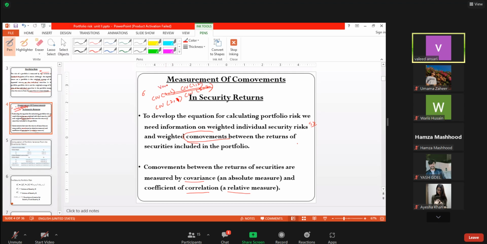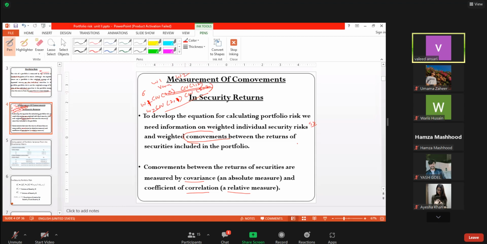So we have four terms, 1 and 1, 1 and 2, 2 and 1, and 2 and 2, which are to be added, multiplied by the weightages, how much money we are investing in security one and how much in security two. So we have to multiply by this, then again by this. You need W1 squared multiplied by this. So four terms have to be added. This takes care of the individual risks.